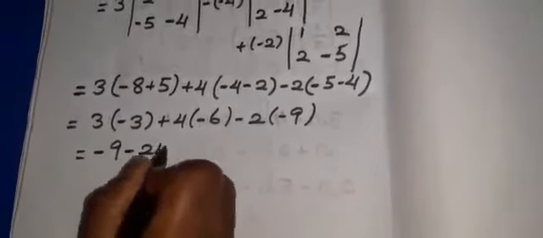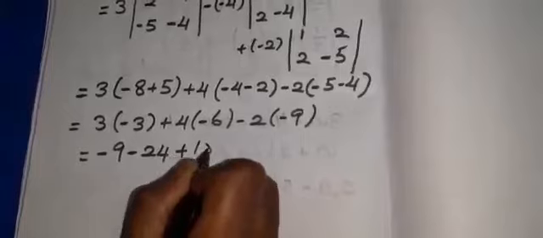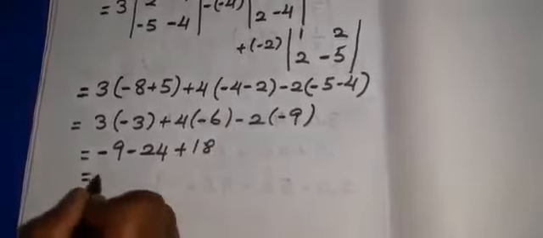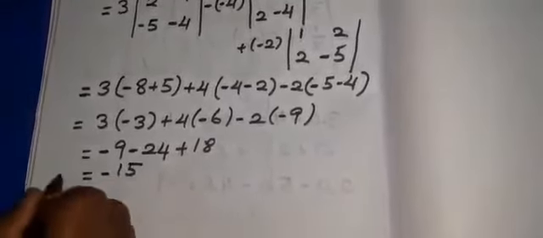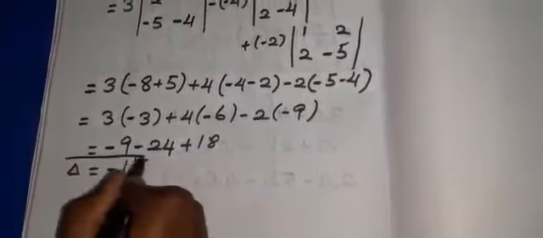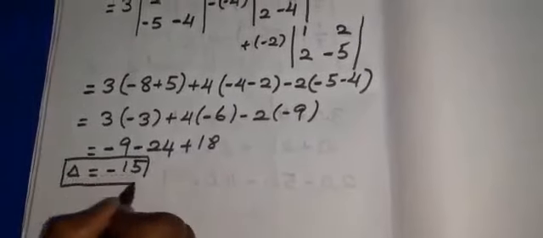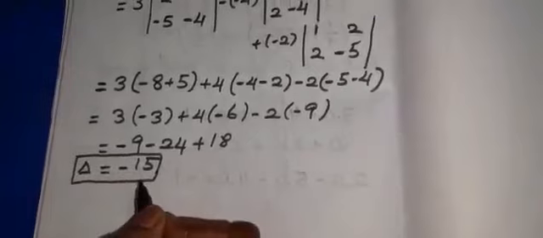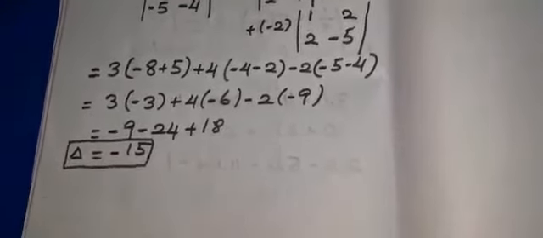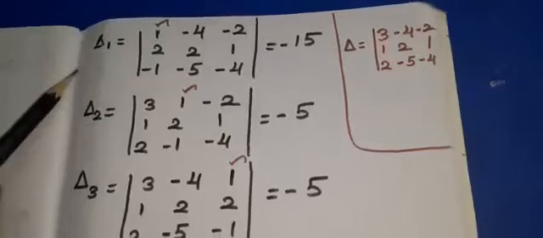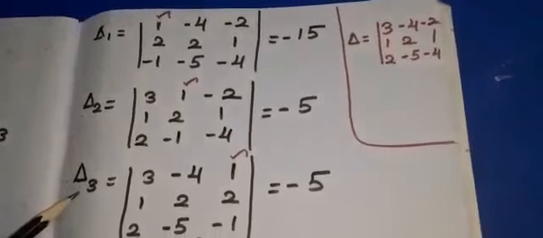4 6 are 24 plus 18. The final answer will be minus 15, and this is a calculation that I have done only for delta. And in this way only you are going to find delta 1, delta 2 and delta 3. Delta 1, delta 2 and delta 3 we are going to calculate, students.